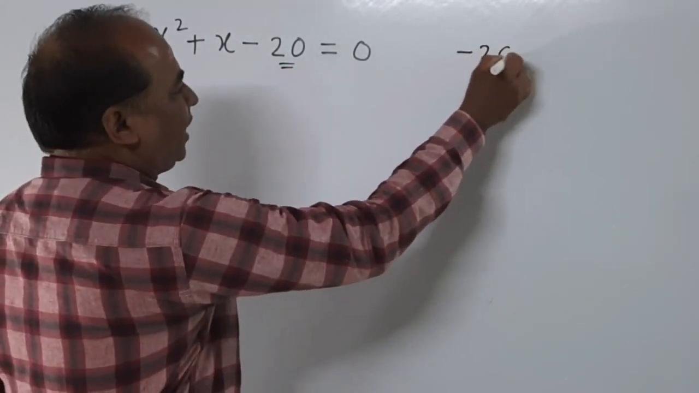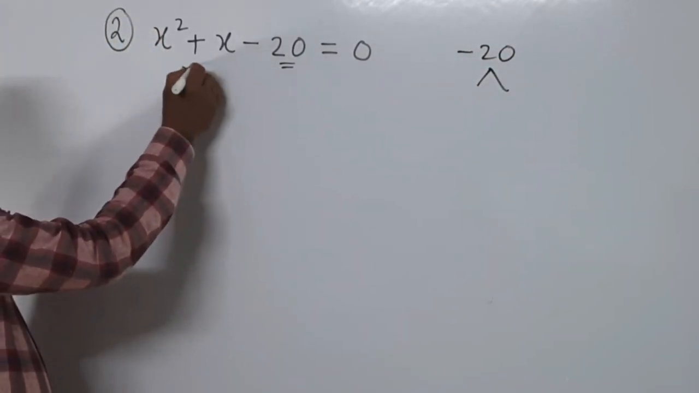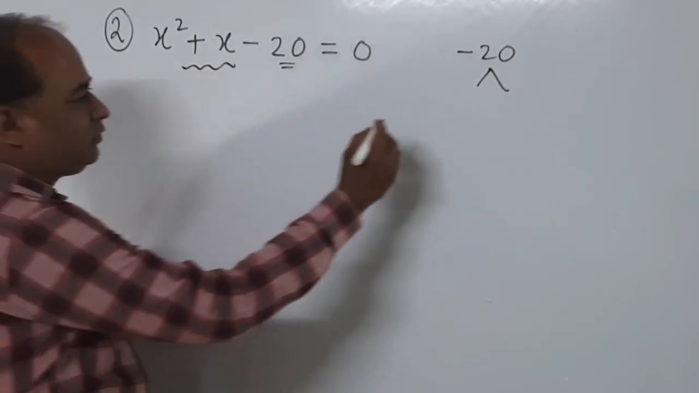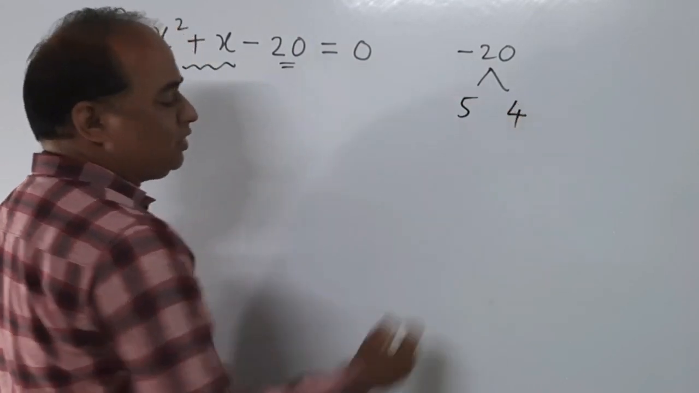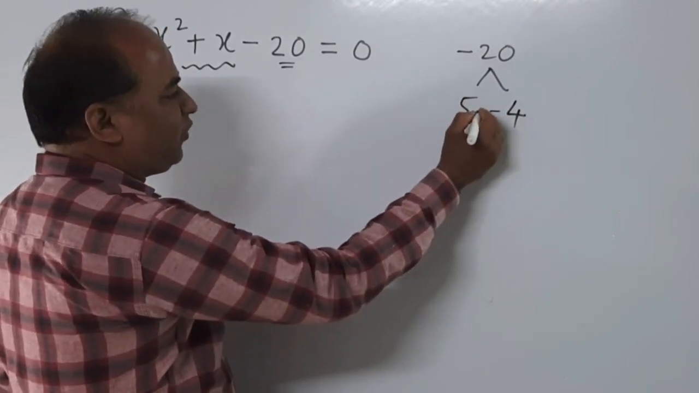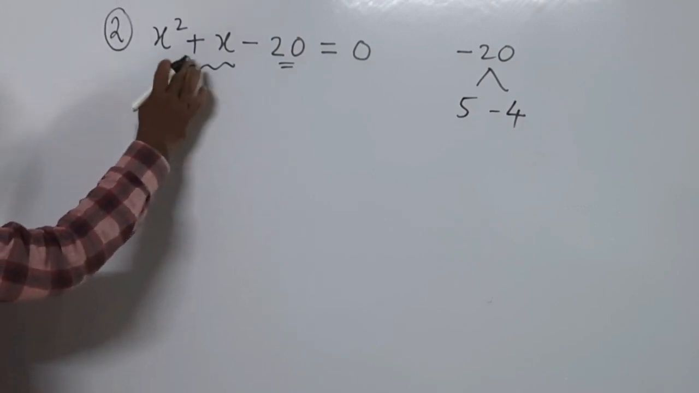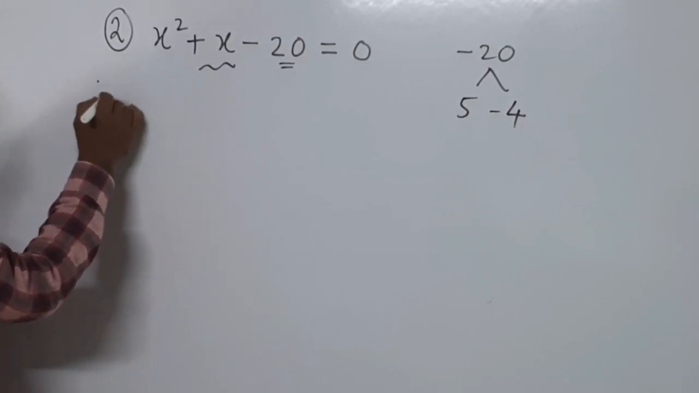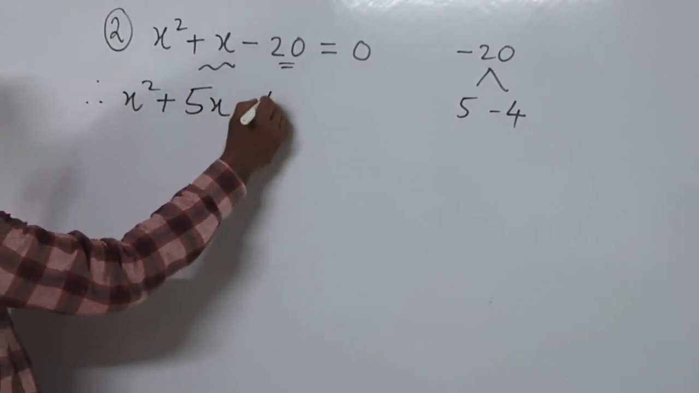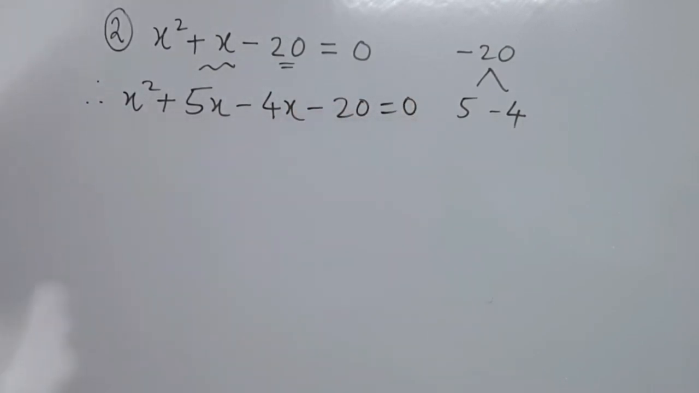So factors of minus 20, that is the third term, such that the middle term should be 1. Plus x means it is 1x. So 5 times 4 is 20, and 5 minus 4 is equal to 1. So the factors are 5 and 4. We will split the middle term. Therefore x square plus 5x minus 4x minus 20 is equal to 0.